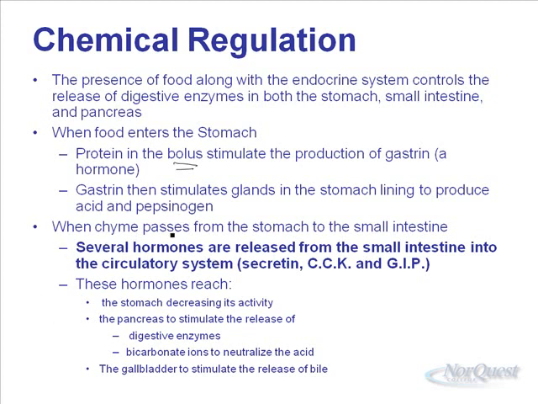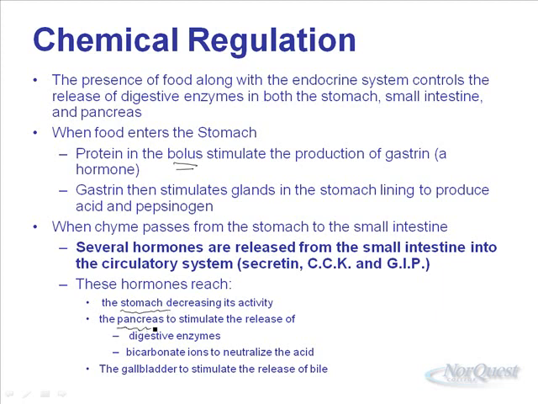So when these hormones reach our stomach, it actually slows our stomach down. It says, wait a minute, don't dump all this food directly into your small intestine yet. There isn't room for it. Keep it in the stomach. Let it do some more physical digestion before it enters the small intestine.